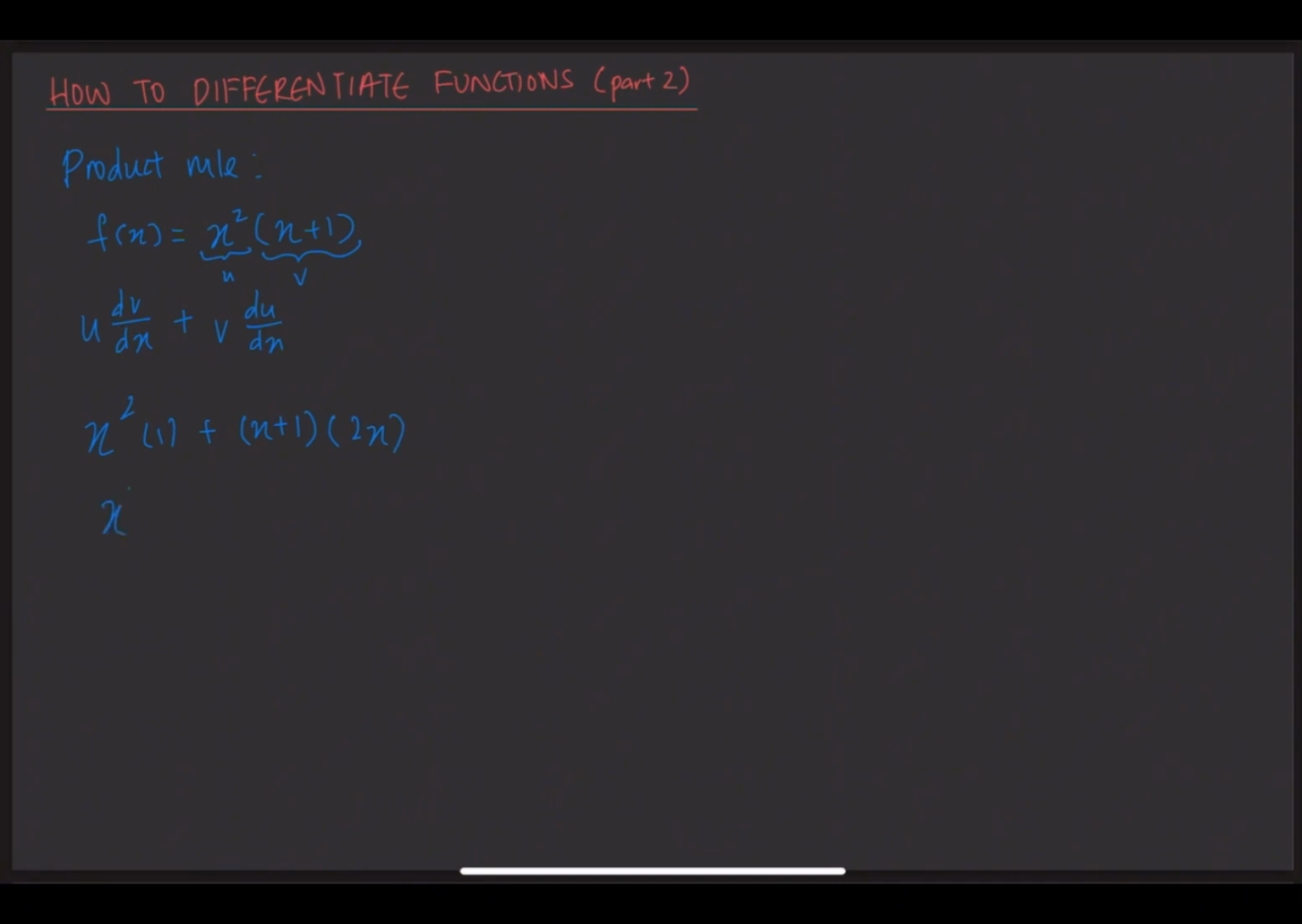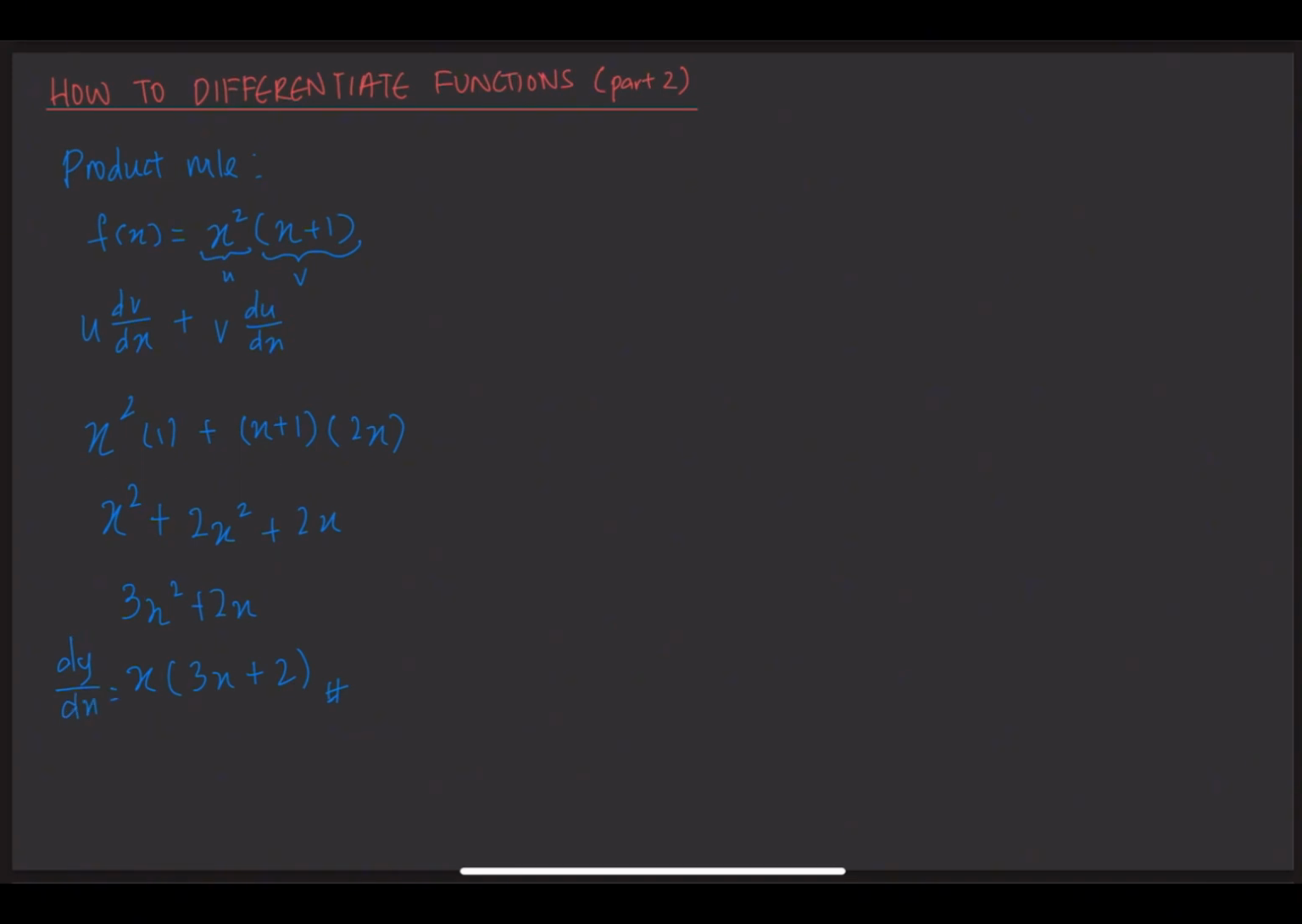What this gives us is x squared plus 2x squared plus 2x, which we can further simplify to 3x squared plus 2x. And since x is a common factor, we can factor it out: x(3x plus 2). And there you go, dy dx equals this.